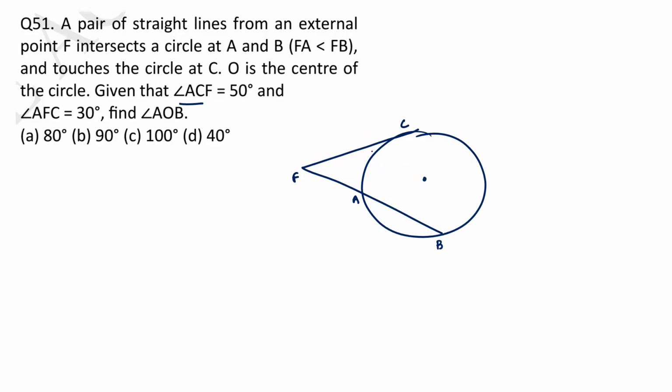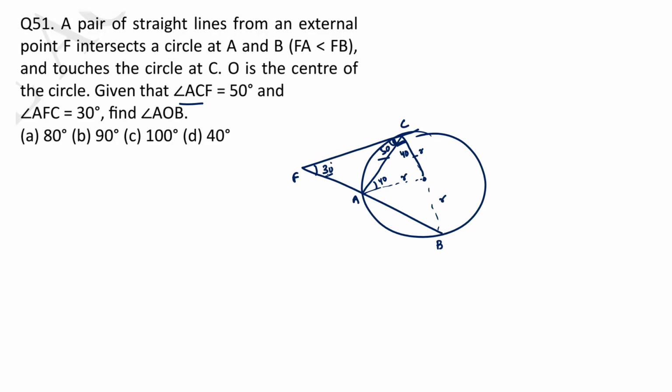It's given that ACF is 50, so this one is 50 degrees. And AFC is 30 degrees. He's asking you AOB, so you need to calculate AOB. We know tangent and a line drawn from the center to the point of contact is 90 degrees. If it is 50, it means this is 40. And it is an isosceles triangle. It is radius, this is also radius, this is also radius. So it is 40.